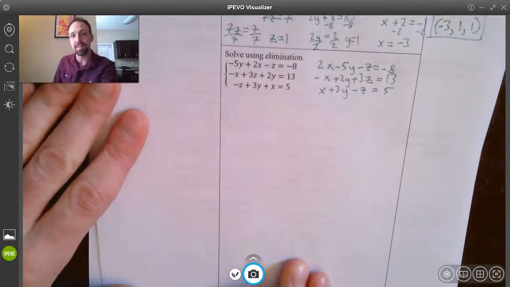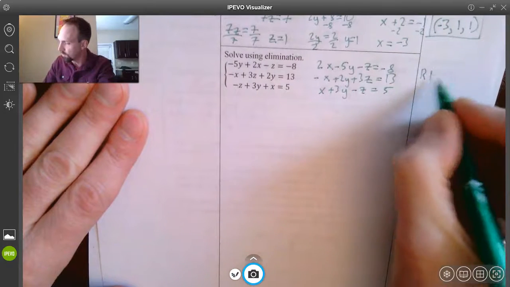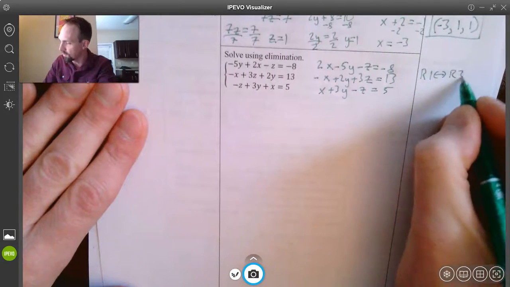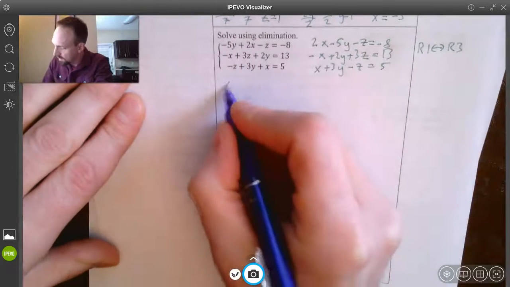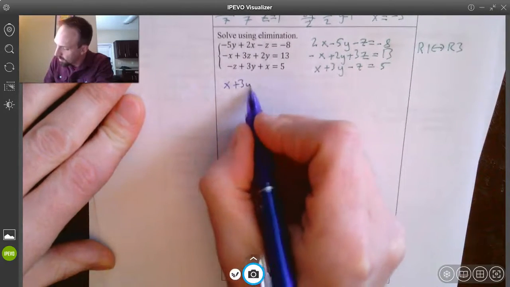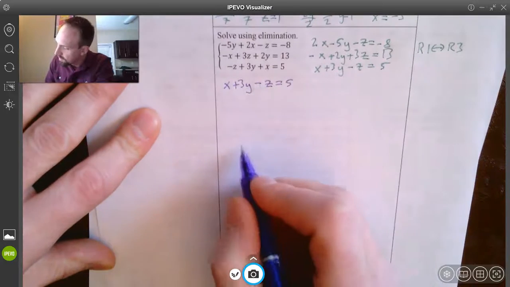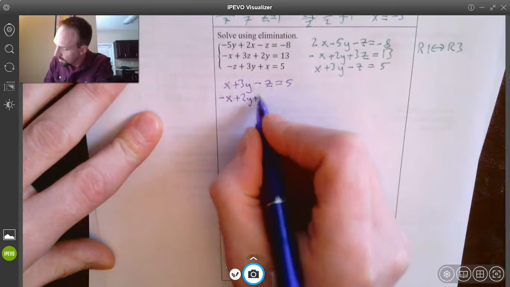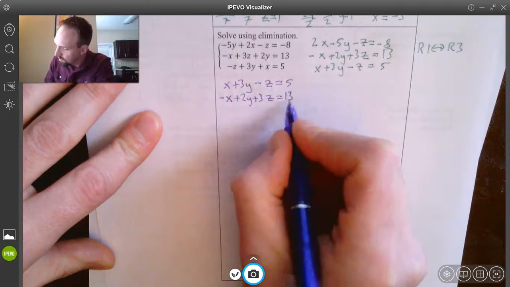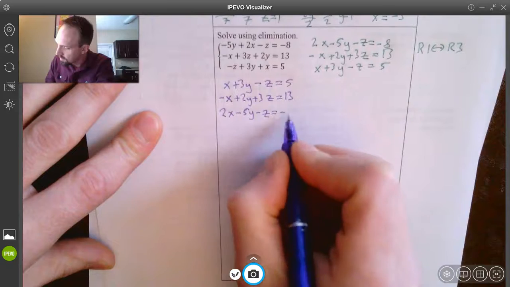Now that I have that, I can see that I actually want to change row 1 and row 3. So we're going to swap those two rows first. So doing that is going to give me x plus 3y minus z equals 5. Row 2 is going to stay the same. Negative x plus 2y plus 3z equals 13. And then row 3 is now 2x minus 5y minus z equals negative 8.